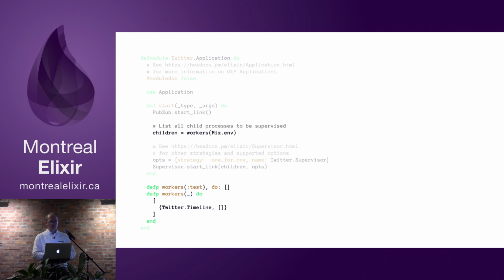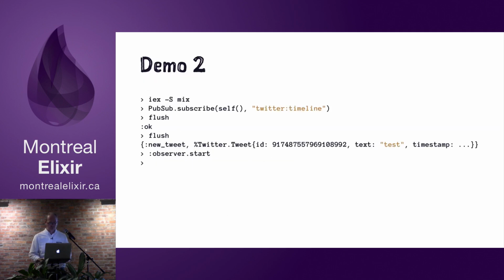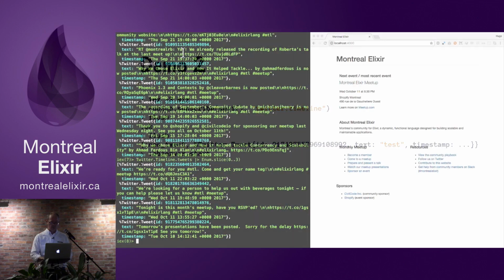While we're in the code, we might as well start the timeline automatically when we boot the application. We're back in the Twitter application module here, and we're going to set a list of children. How this was implemented is by calling the function, we pass the environment we're currently running on, and if it's test, don't start the timeline, because we want to start the timeline manually in the test. Otherwise, start the Twitter timeline, no arguments, boom. So, the second demo.